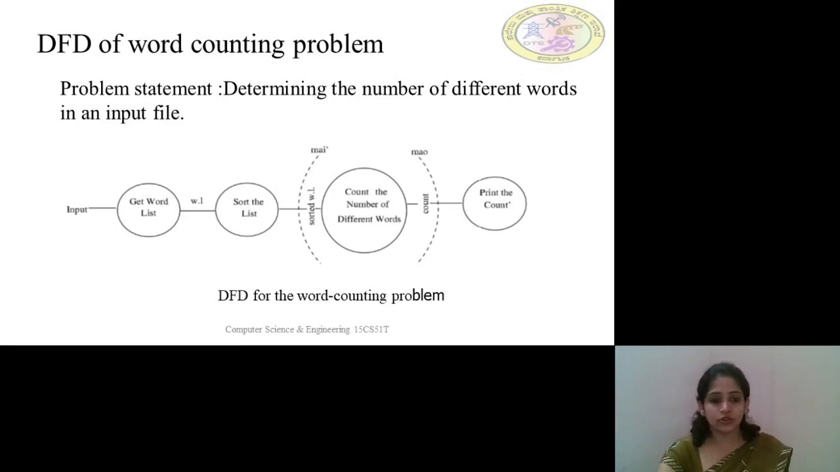Here the input file is also called an input stream, and the desired output is nothing but the count of the different words. To transform the input into the output, first we have to get the word list, then we have to sort the list. The sorted list then leads to printing the count. If you look at the DFD, there are arcs in the diagram. These arcs are there on both the input side as well as the output side. These arcs represent the most abstract input and the most abstract output.